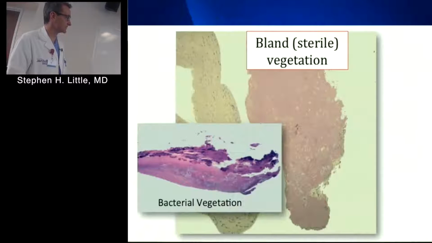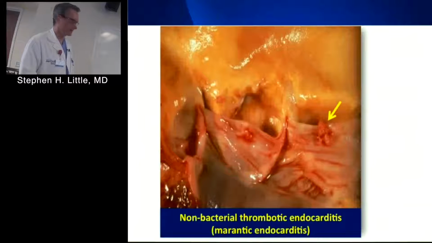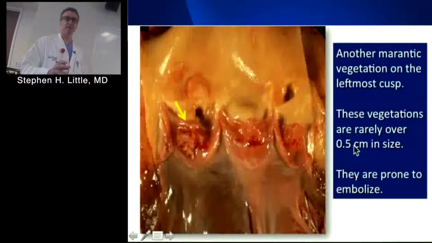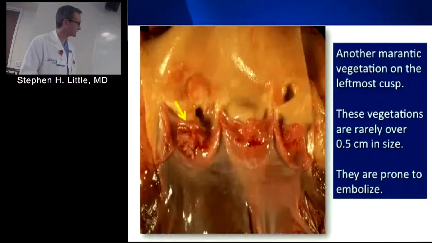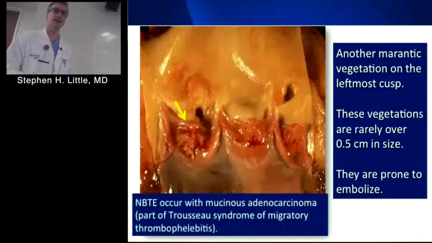The other one is non-bacterial thrombotic endocarditis, or another term for that is marantic endocarditis. They're more common on the aortic valve, and they look like this. They're sort of right on the cusps of the aortic valve. They're rarely longer than about 0.5 centimeter. They tend to embolize, so they're quite different than other kinds of endocarditis. They're thankfully very rare, and they're really associated with adenocarcinoma.